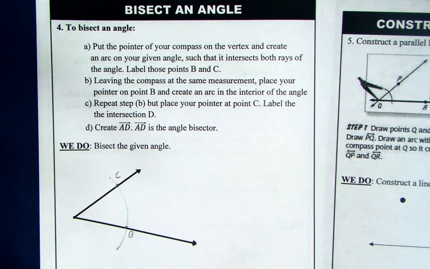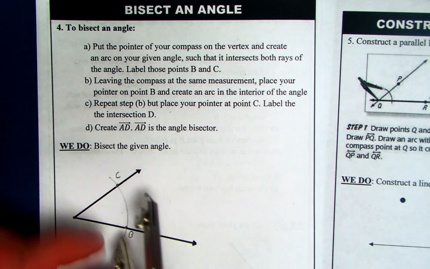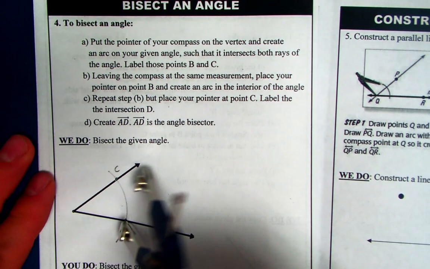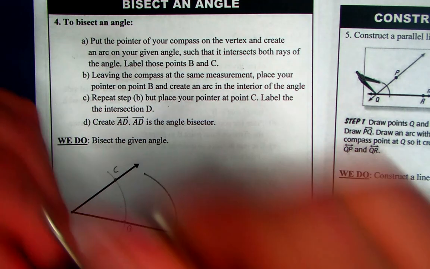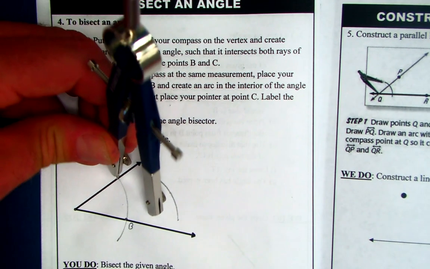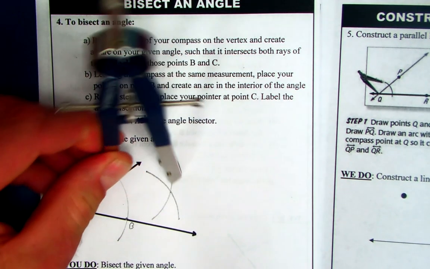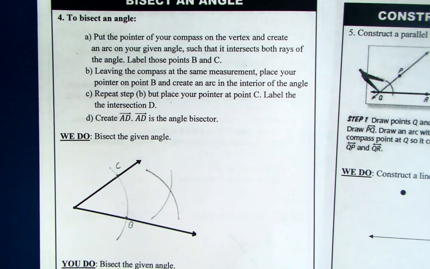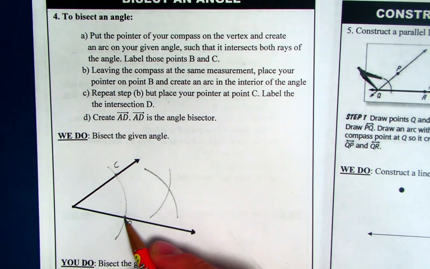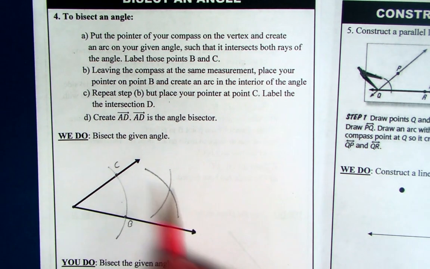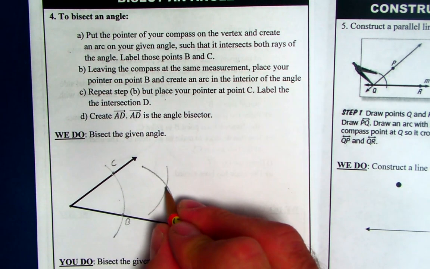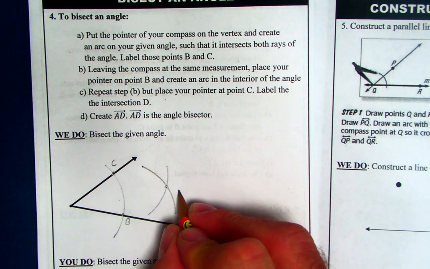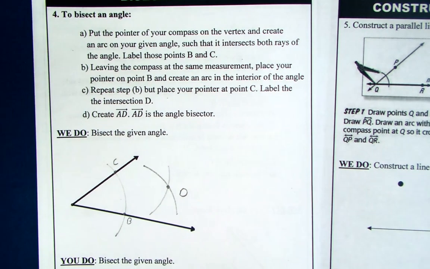Okay, now we're going to leave our compass open the same amount, and we're going to put the compass on B, and we're going to swing an arc out here in the interior of the angle. And then we're going to put our compass at C and swing an arc out in the interior of the angle. Well, notice this point is the same distance from B as it is from C, and B and C are both the same distance from the vertex. Okay, we're going to label that point of intersection D.